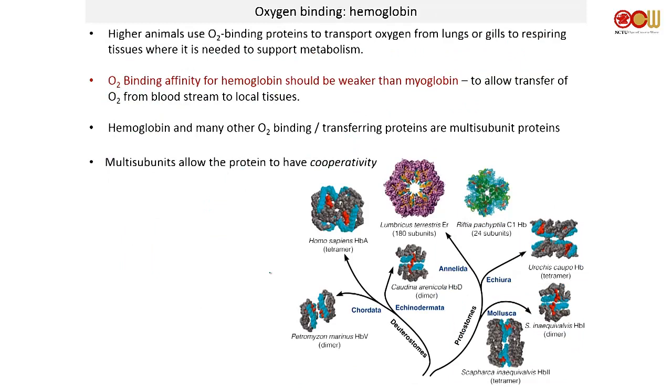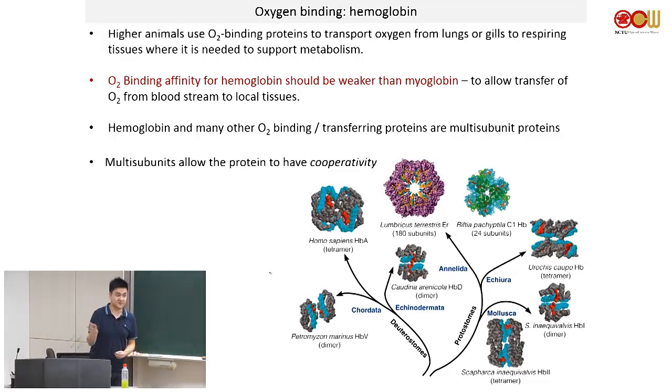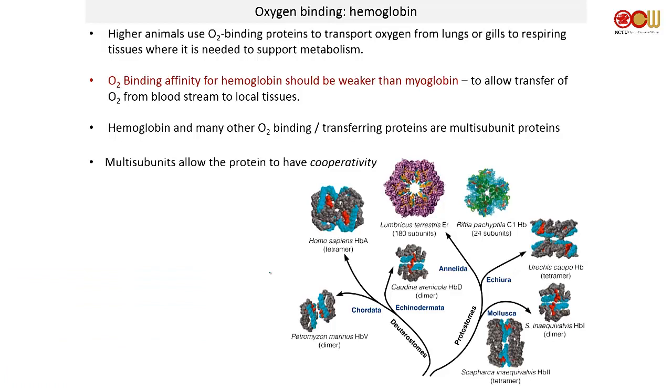Now we're going to get into hemoglobin. If you think about it, you have to be able to breathe molecular oxygen. In the atmosphere, there's 20% oxygen. You breathe oxygen, and then somehow you have to get oxygen to the different parts of your body. We mentioned in our previous class that animals use hemoglobin to do this transport. So higher animals use an O2 binding protein to transport oxygen from lungs, or gills if you're a fish, to respiring tissues, where it is needed to support metabolism.